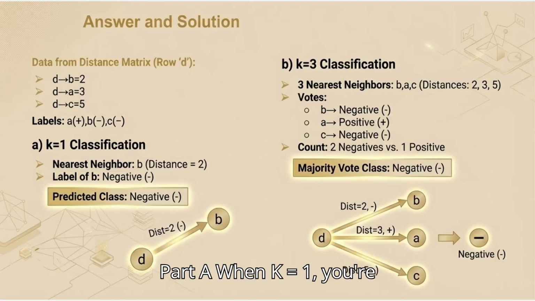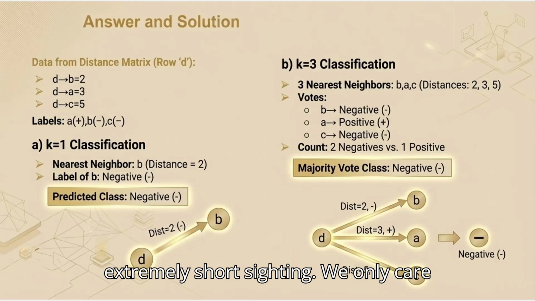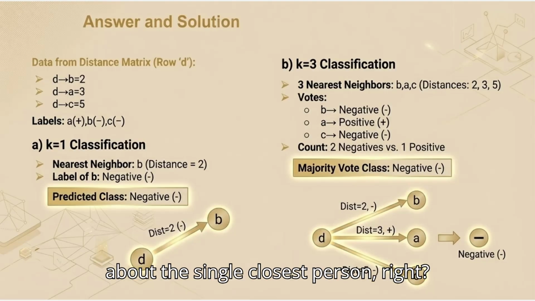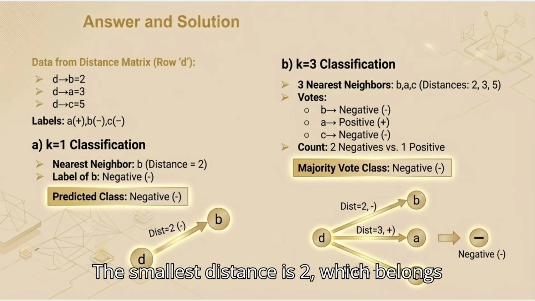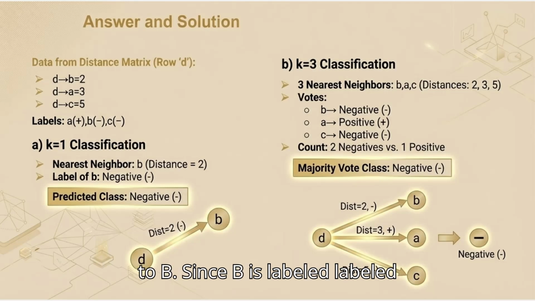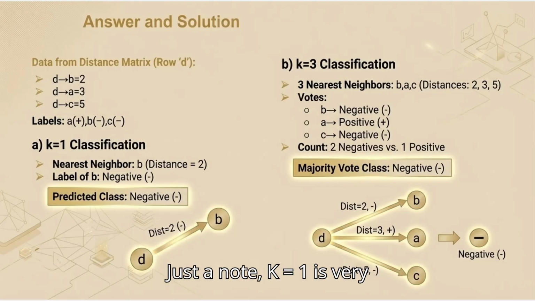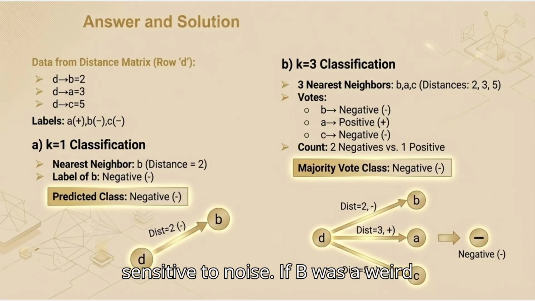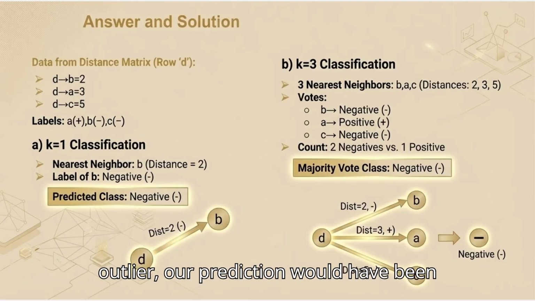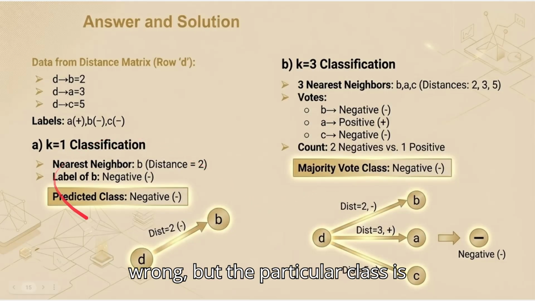So part A, when K equals 1, you're extremely short-sighted. We only care about the single closest person, right? The smallest distance is 2, which belongs to B. Since B is labeled negative, point D becomes negative. Just a note, k equals 1 is very sensitive to noise. If B was a weird outlier, our prediction would have been wrong. But the predicted class is negative.